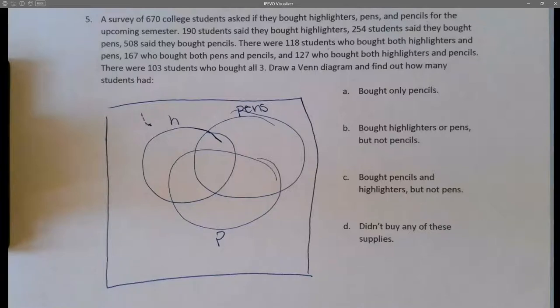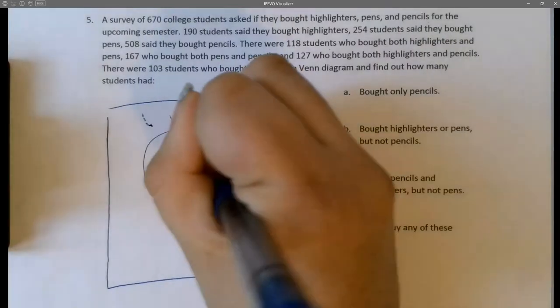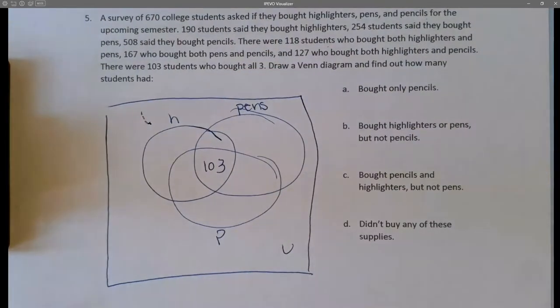There were 118 students who bought both highlighters and pens, 167 who bought both pens and pencils, and 127 who bought both highlighters and pencils. Then it finally tells me there was 103 who bought all 3. When I'm working on this kind of Venn diagram, I want to work backwards. So I know 103 bought all 3. Then I'm going to work backwards.